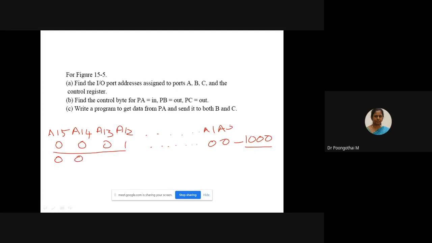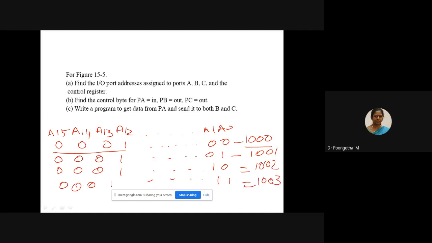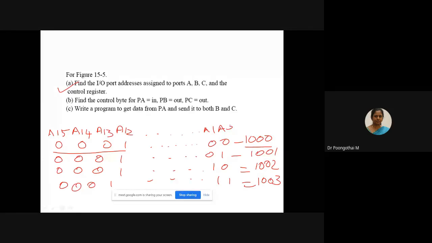Next, 0001 01. So what is the answer? 1001. Next, 0001 10. So what is the answer? 1002. Then 0001 11, so 1003. Please note it down. This is the answer for your first question. So we have identified the internal addresses of port A, port B, port C and the control register.